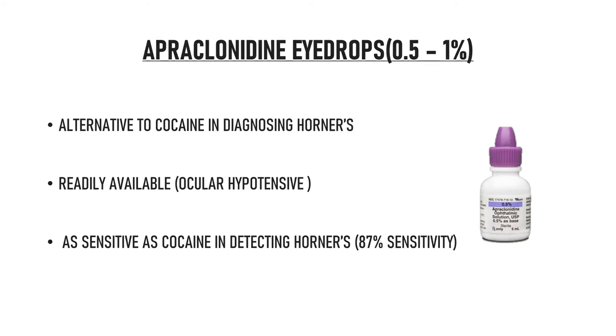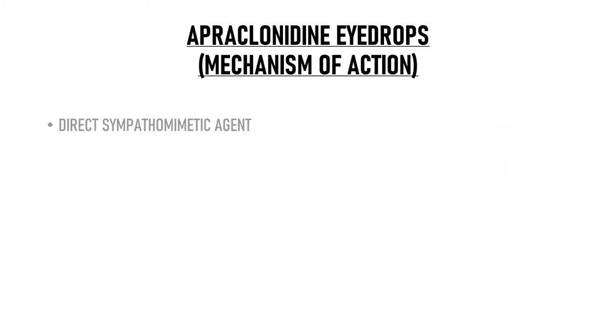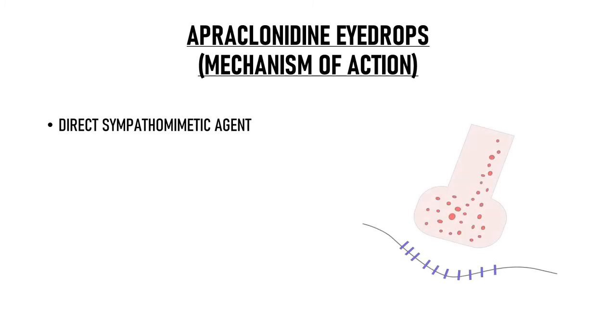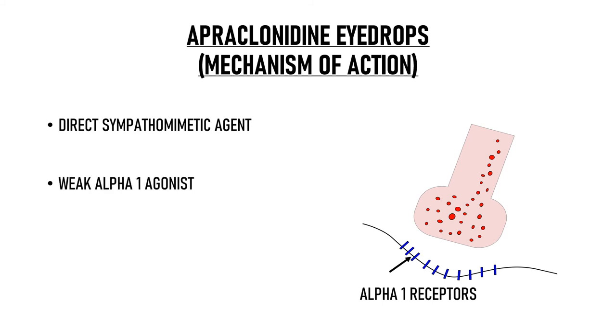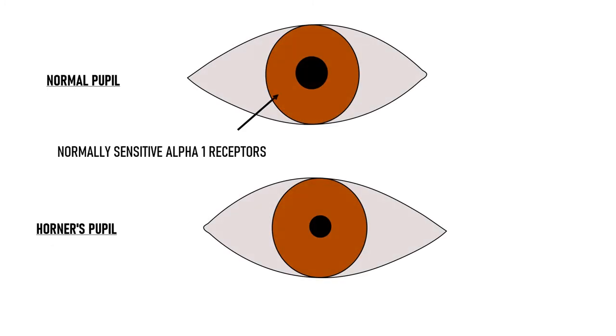Apraclonidine acts as a direct sympathomimetic agent because it acts directly on the postsynaptic adrenergic receptors. The adrenergic receptors present on iris dilator muscle are alpha-1 receptors. Apraclonidine is a weak alpha-1 agonist and a strong alpha-2 agonist. Since alpha-1 receptors are present on the dilator pupillae muscle, application of apraclonidine does not produce any dilation in a normal pupil because it is a weak alpha-1 agonist.